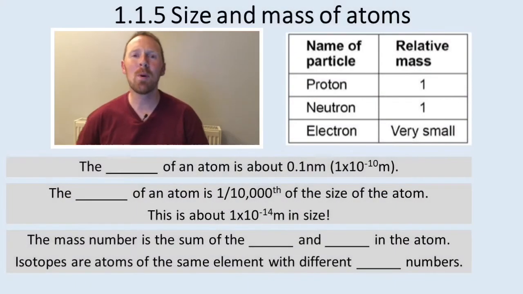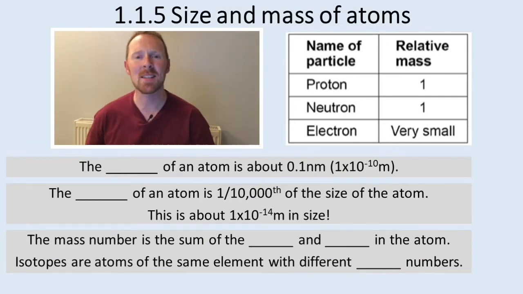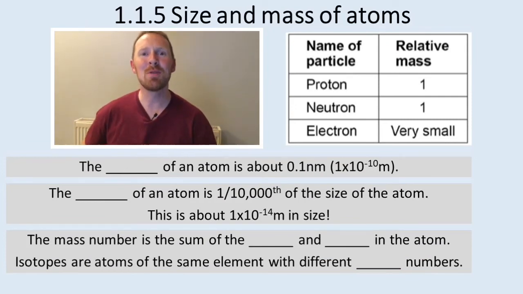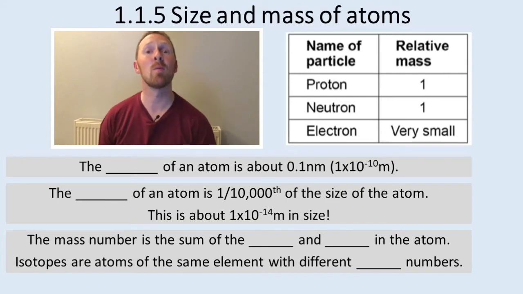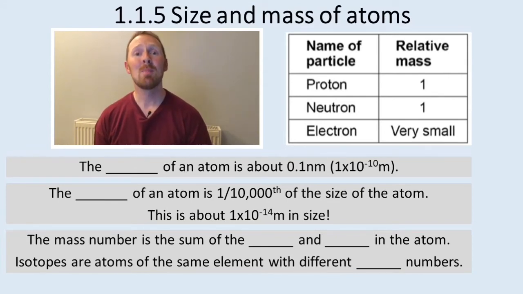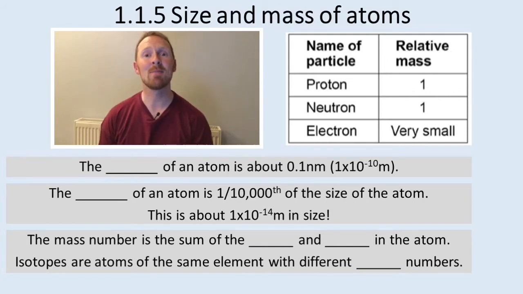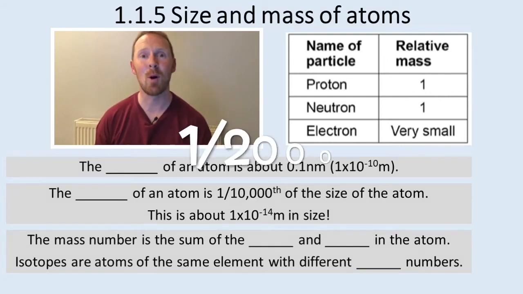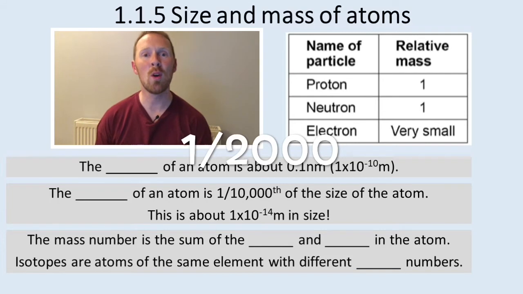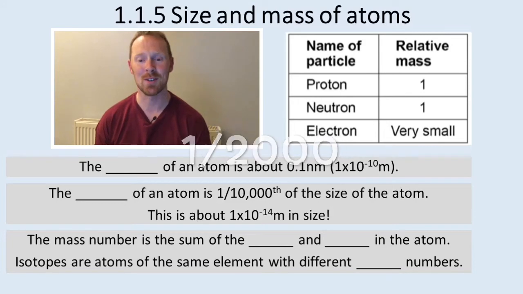Specification point 1.1.5, size and mass of atoms. So we've already looked at the relative charge of protons, neutrons and electrons. Now you're looking at the relative mass. Protons have a relative mass of 1. Neutrons have a relative mass of 1. But we can state that the relative mass of an electron is very small. An approximation is 1 over 2,000 the mass of a proton or a neutron.